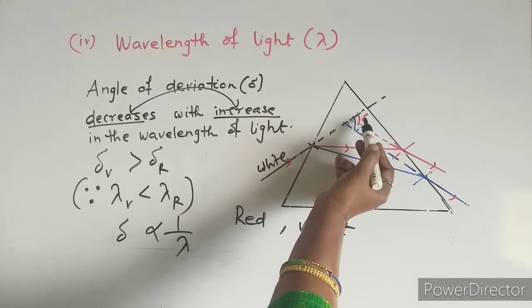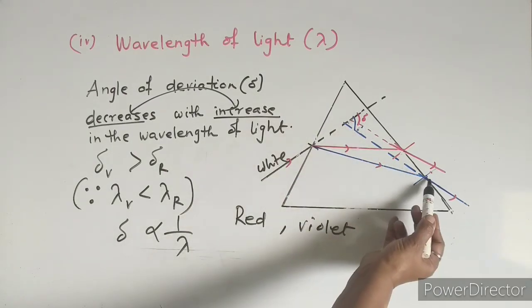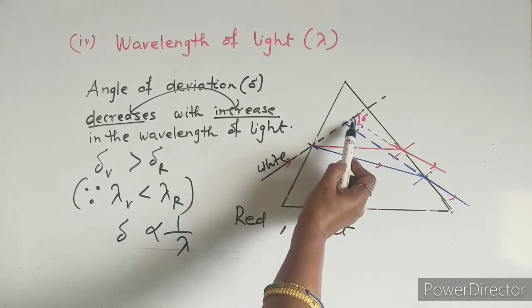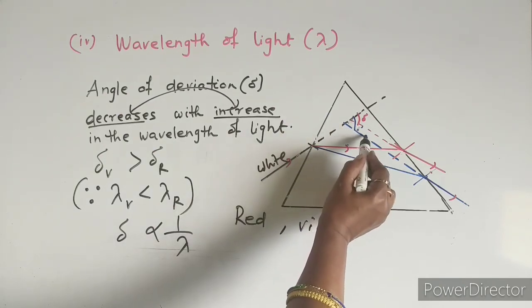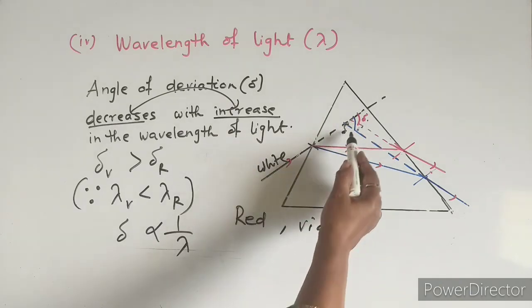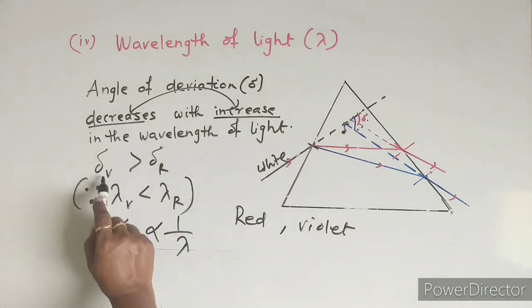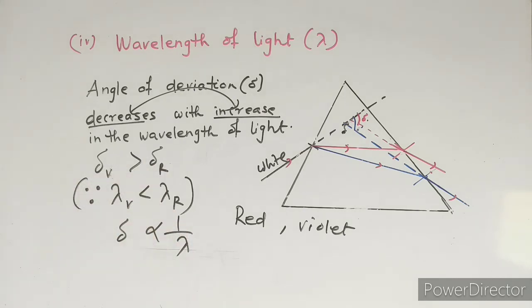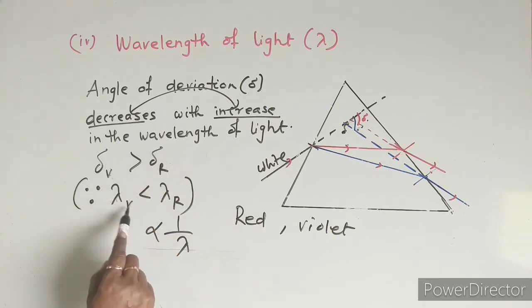Let us see here, I have taken a white light, and I have divided it into two extremes, red and violet. For red color, this is the angle of deviation. For violet color, this is the angle of deviation. See here, this one will be for violet, delta, and this one delta. So it clearly shows the deviation for violet color will be more than that of red color of light, because the wavelength of violet is less than the wavelength of red.